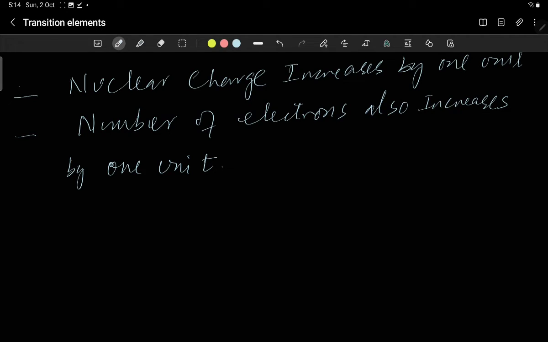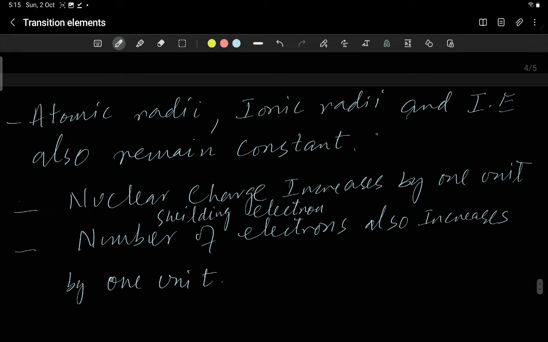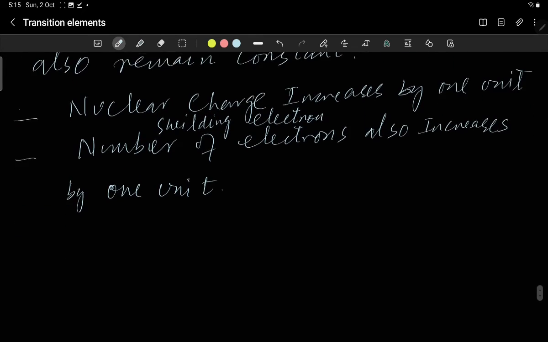So as the nuclear charge increases by 1 unit, number of electrons also increases. These are also known as shielding electrons, which are present in between the nucleus and the valence shell electrons. So shielding electrons also increase, so they cancel the effect of each other. Therefore atomic radius, ionic radii and ionization energy also remain constant.